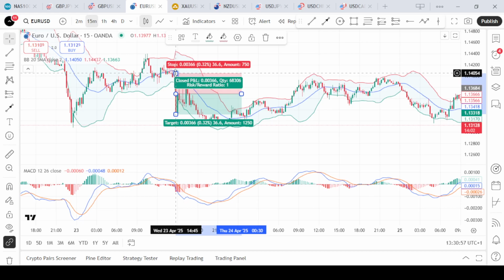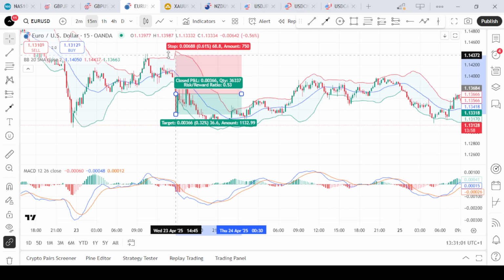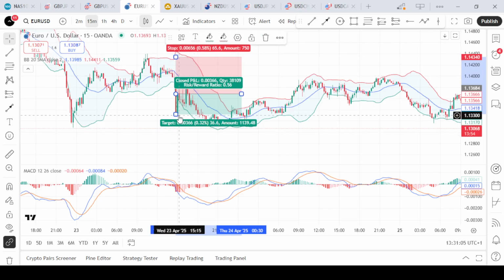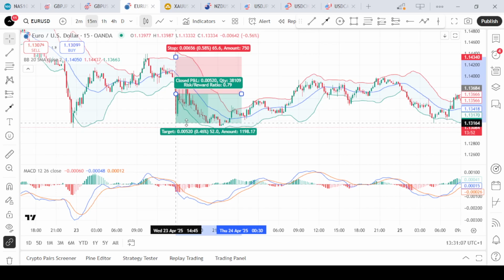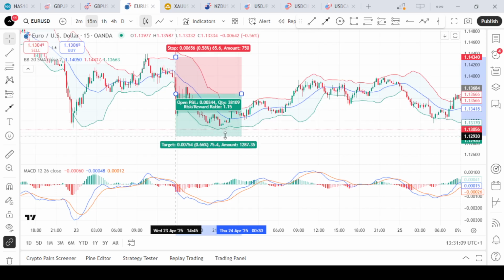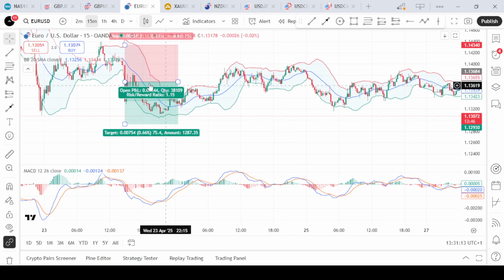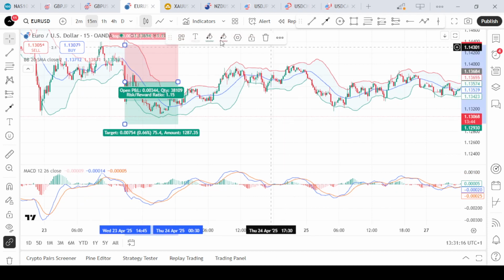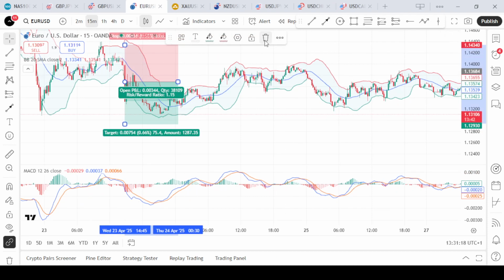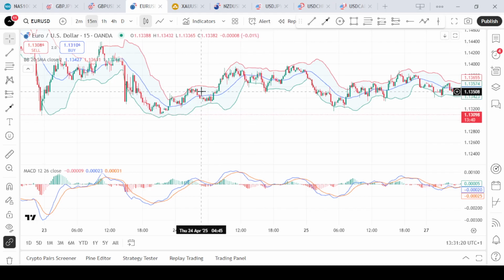You can put your stop loss just beyond the opposite band. Then you would aim for your 1:2 or 1:1 as the case may be. This should be how you will manage your trade. Now, the second way we can trade using our Bollinger Band would be the Bollinger Band bounce.